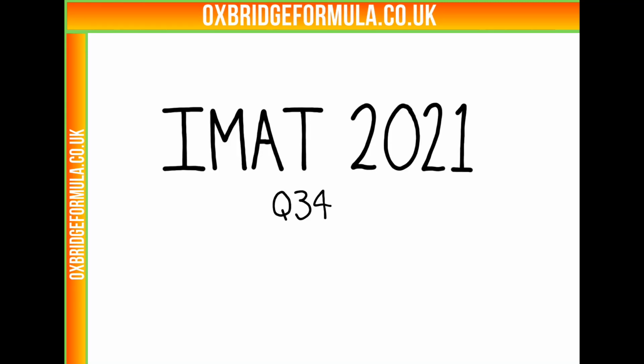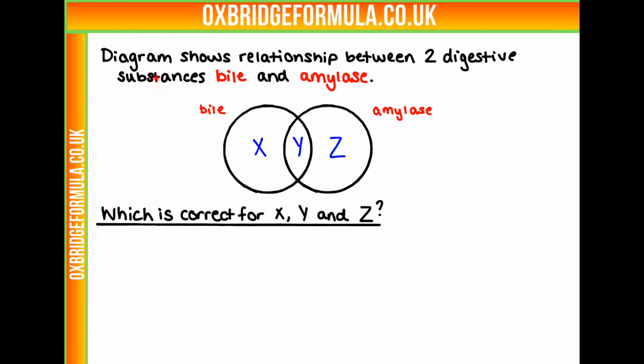This is IMAT 2021, question 34. So we have a diagram which shows the relationship between two digestive substances, bile and amylase. So here in the bile section we have X and Y, and in the amylase section we have Y and Z. And now we have to work out which is correct for X, Y and Z.